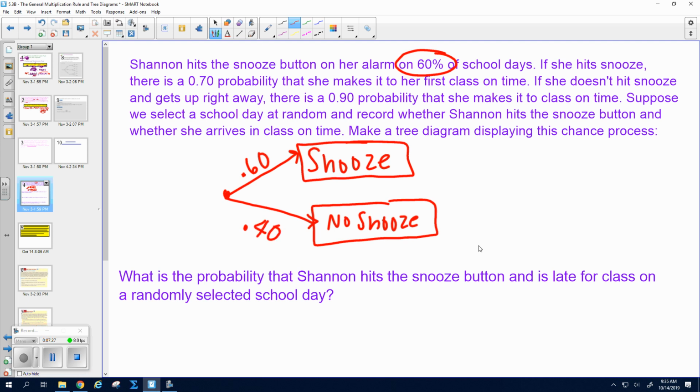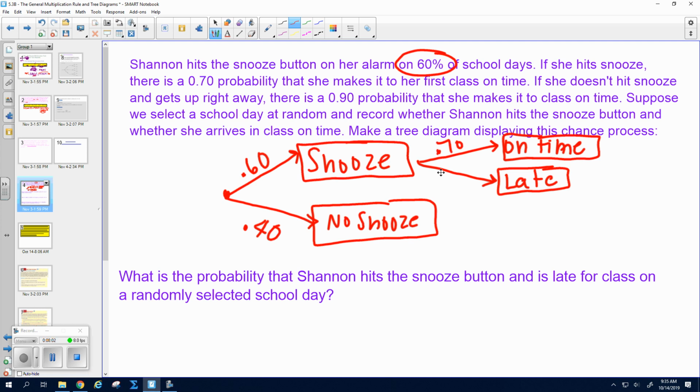Okay, now the second part is always conditional off of the first part. It says if she hits snooze, there's a 70% probability she makes it on time. So we're going to build from just the snooze, and she's either on time or she's late. And it says if she hits snooze, there's a 70% probability she makes it on time. So I'm going to put a 70% here for my on time. So that means what's the percent that she's going to be late? 30.